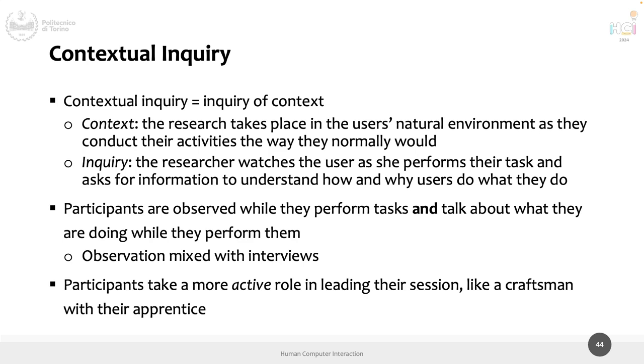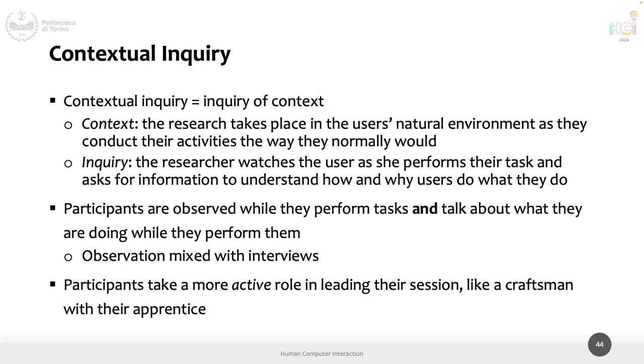Here, you interview while observing, or observe while interviewing. So if something happens, you can say, wait a moment, why are you doing this? Because this is different from before, etc. So you ask something immediately. Participants are observed while they perform their activity and talk about what they are doing while they perform it. So it's, again, an observation mixed with interviews.